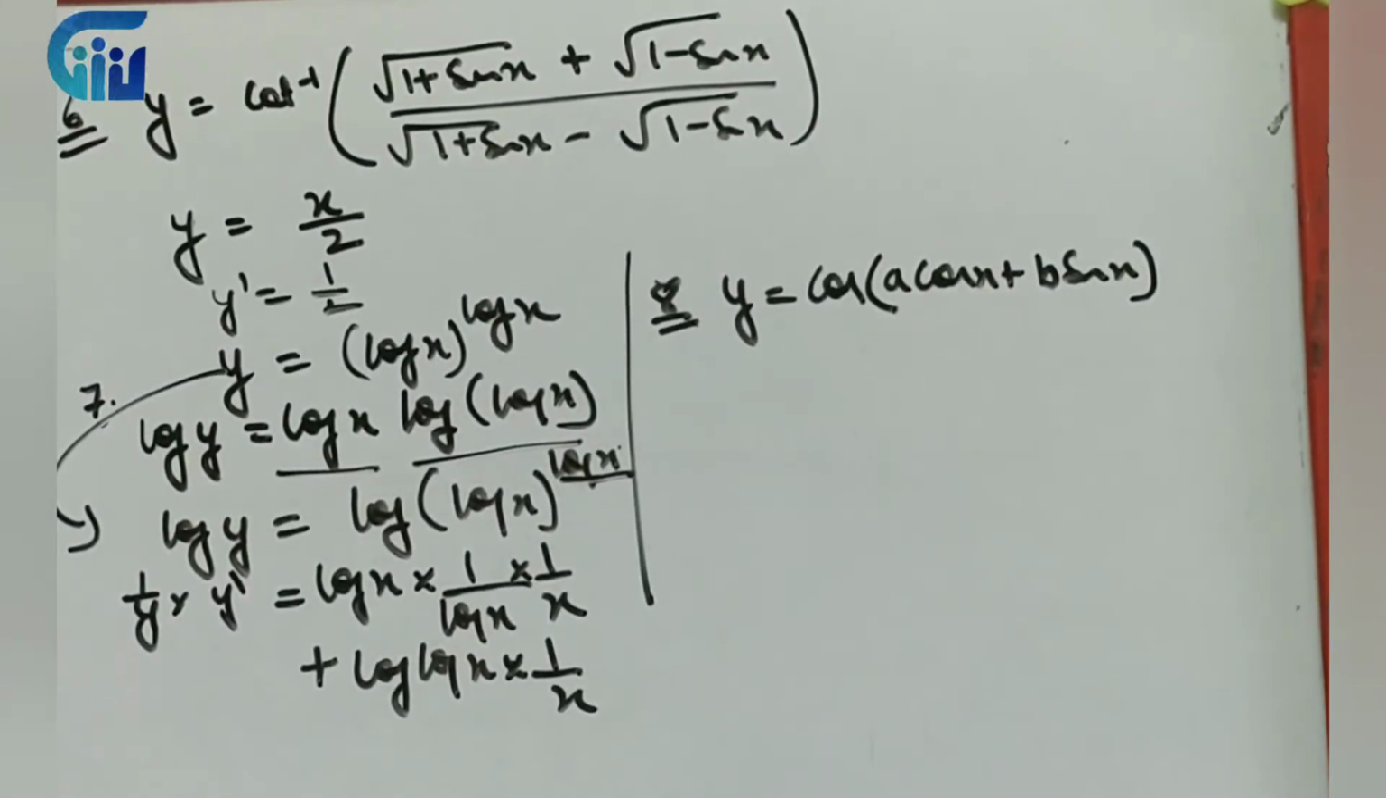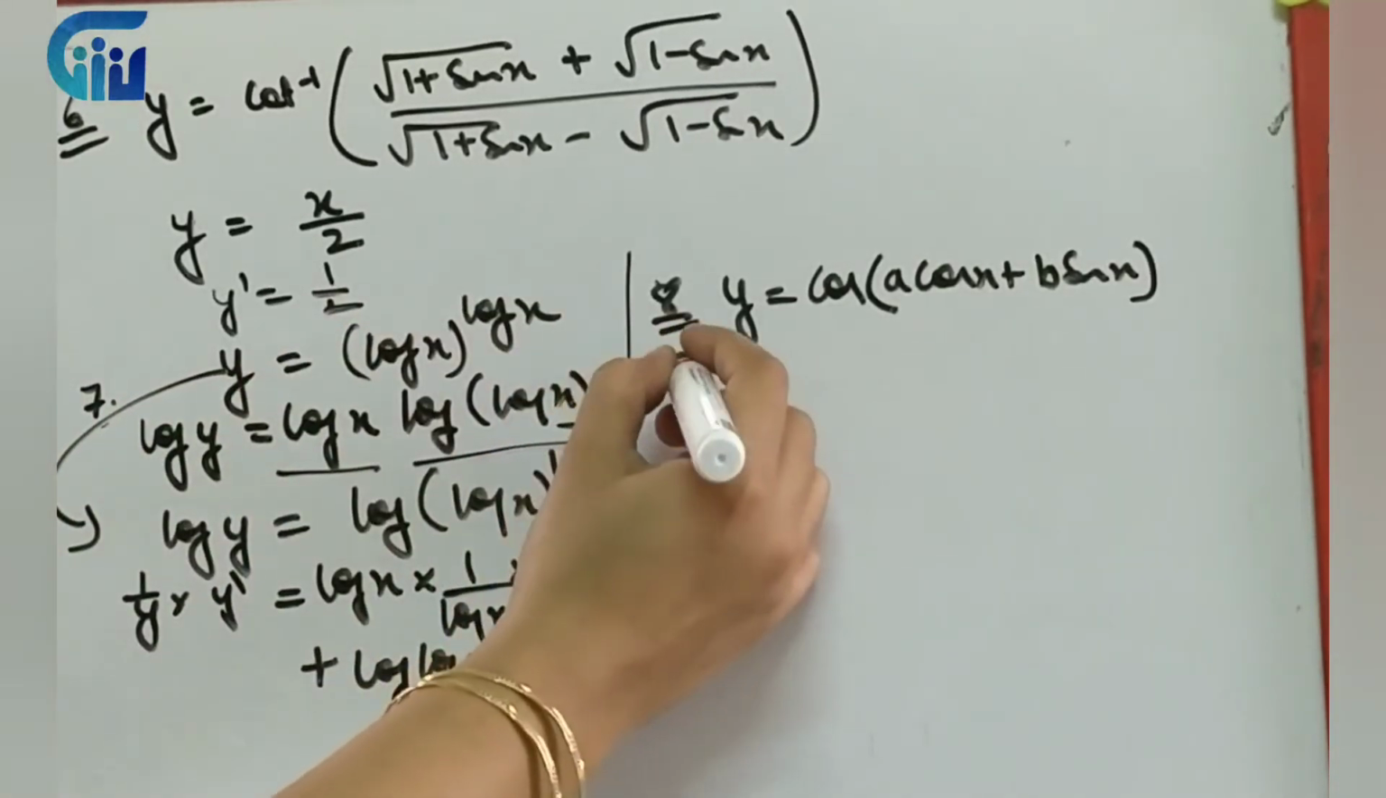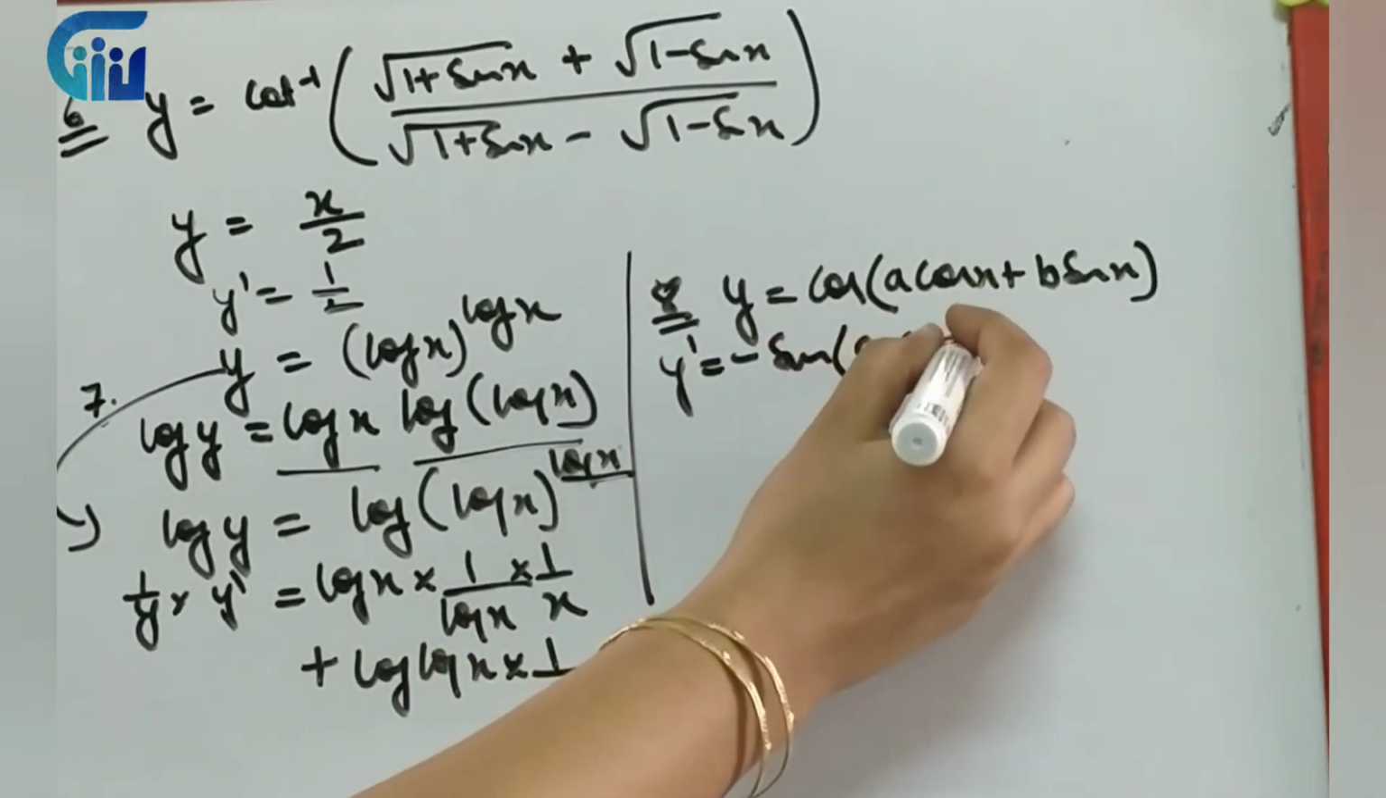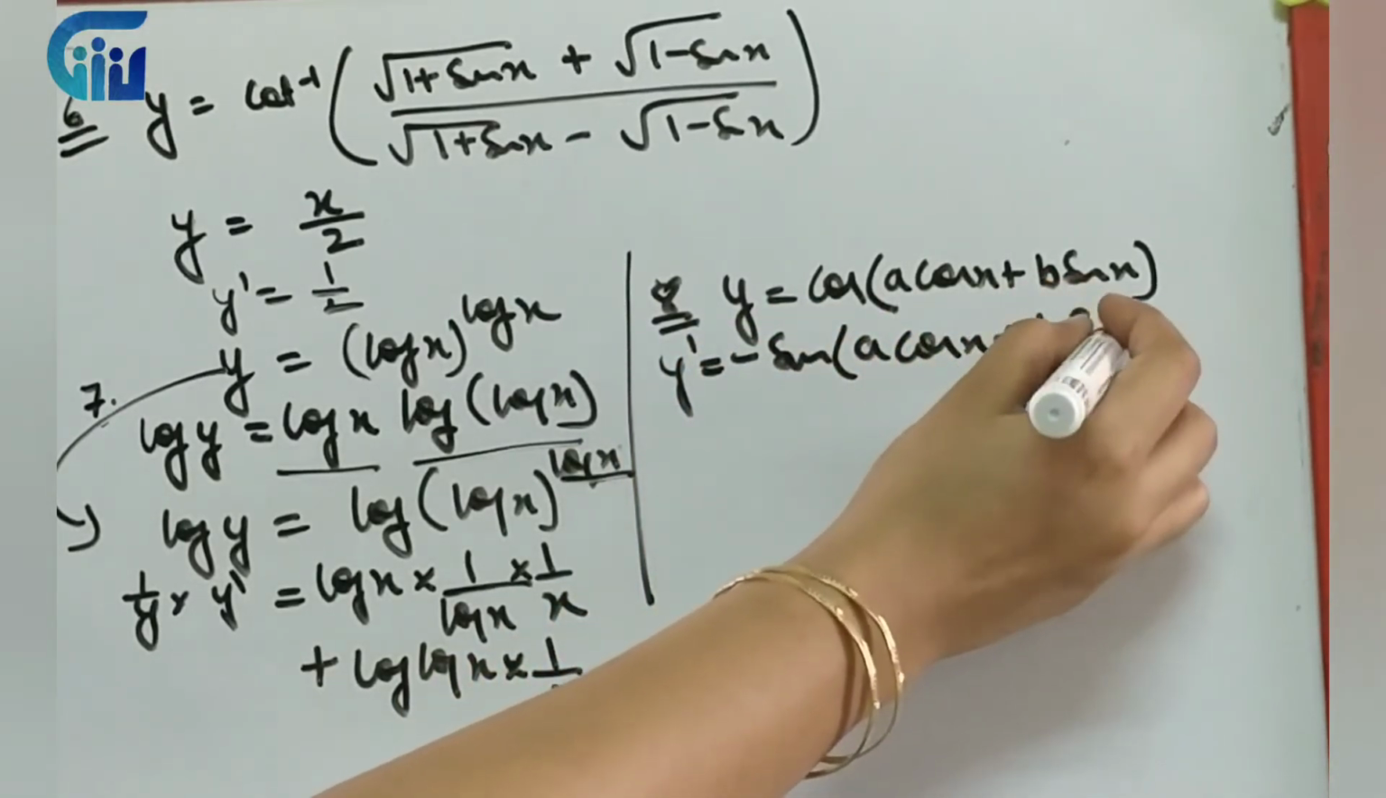Now moving on to question number 8, it's cos of a cos x plus b sin x. Just observe the function. What is it? Cos, and the angle is some function. So we will first of all see the derivative of cos. The derivative of cos is minus sine of whatever angle is present. So we will just write it as it is.